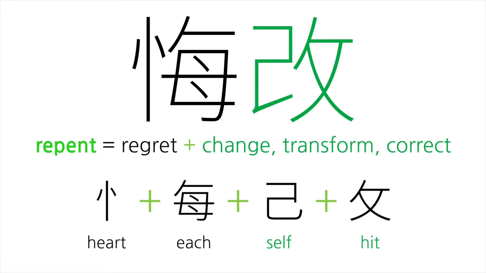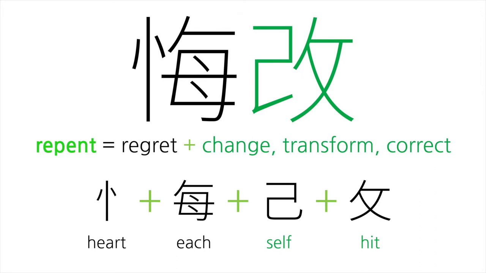The word at the top of the screen, on the left in the black font and on the right in the green font, represents the word repent in Chinese. I'm not going to focus too much on the pronunciation because I think it will be challenging enough just to get used to the script. And yes, you can get used to the script. There is a lot of logic behind it.